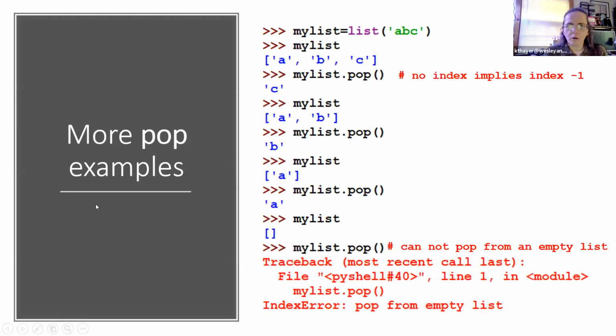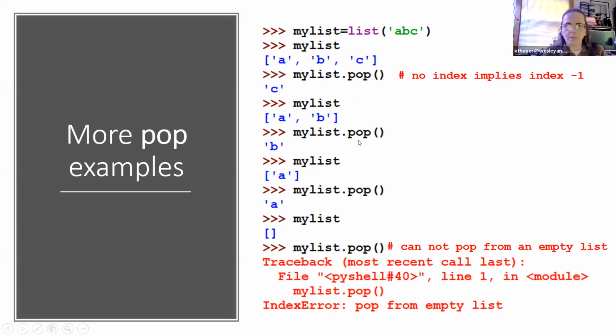So here's a few more examples using pop. Here's a list. This right here, my list, is going to break out ABC into the list. So this is the coercion function, right? So here is the list. My list.pop, I didn't put any index there, so it implies it's going to be -1, the last item. Here's my list showing that the last item was taken off.